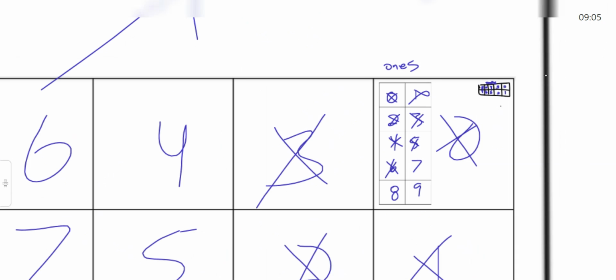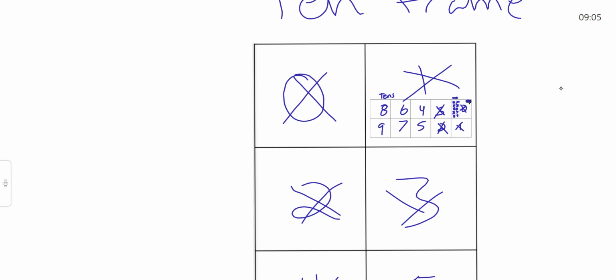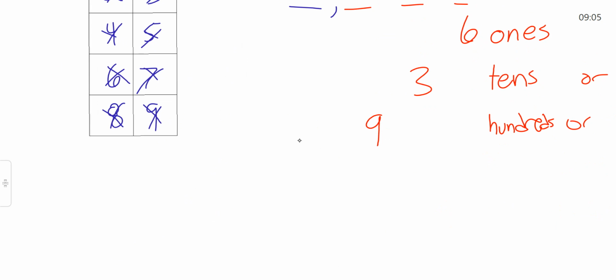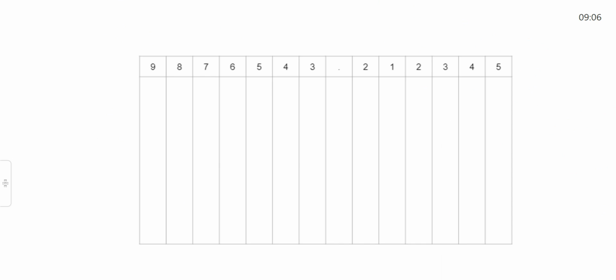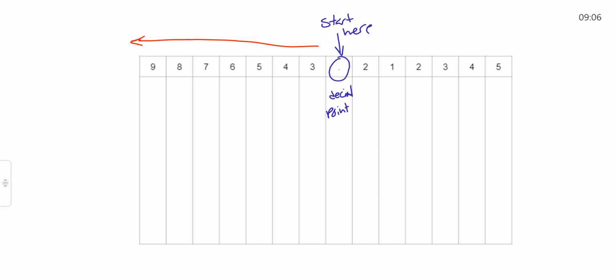So let's zoom out and talk about place value names. One thing that students tend to struggle with is they don't know you have to start here. This is the decimal point. Anything to the left is a whole number.